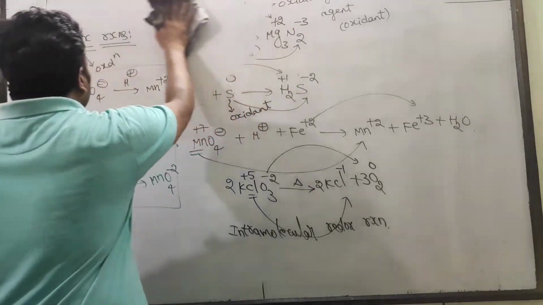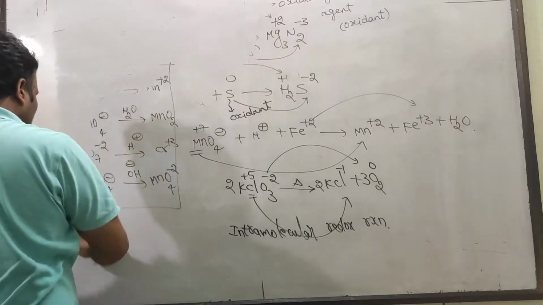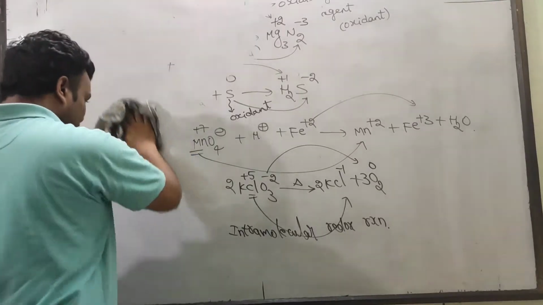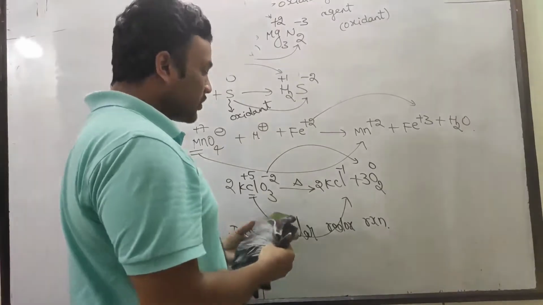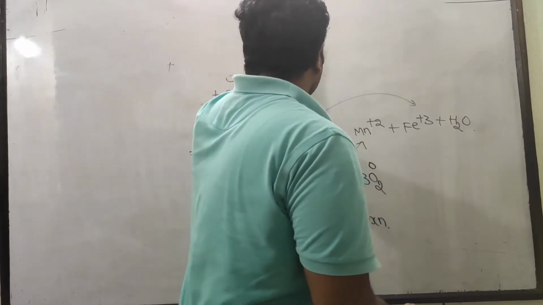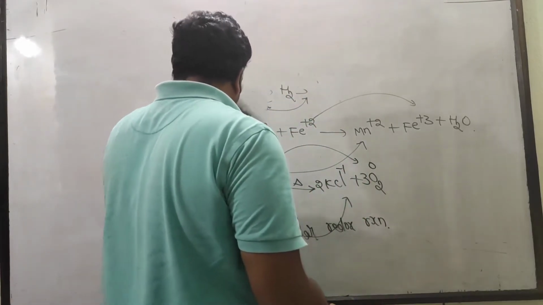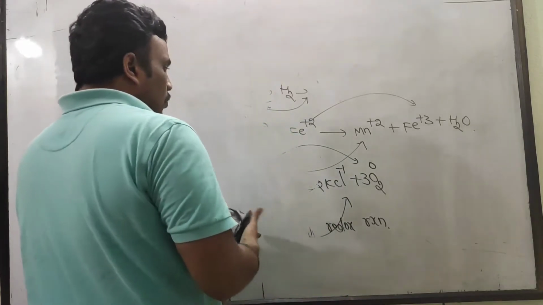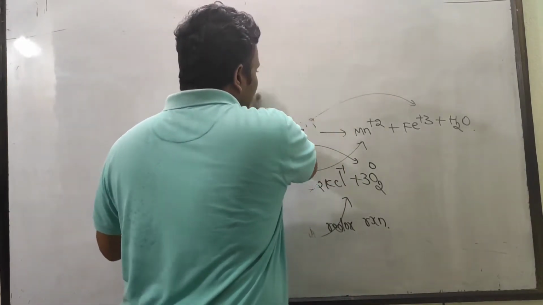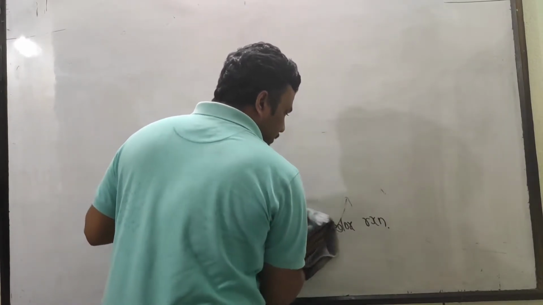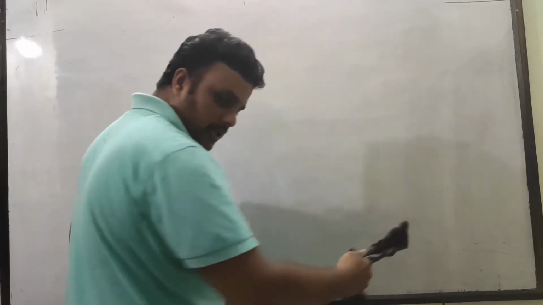Now one more famous reaction is there, that is disproportionation reaction. Many students actually think that disproportionation and intramolecular redox reaction are the same. In fact, there is a difference between these two. In intramolecular redox, you have seen one element undergoes oxidation, another element undergoes reduction. But in disproportionation, it is not like that. Let's see disproportionation in detail.